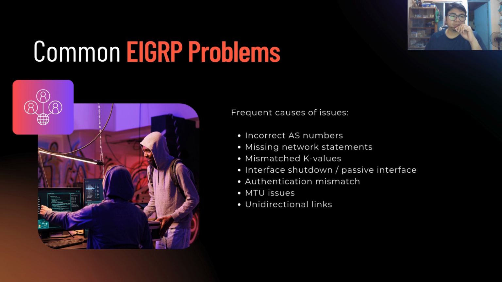Common EIGRP problems often relate to configuration mismatches. If two routers have different AS numbers or K values, they won't form a neighbor relationship. Another typical issue is forgetting to include the correct network statements, causing the router not to advertise the intended interface. Authentication mismatches also prevent adjacency. MTU mismatch or unidirectional links can cause neighbors to appear unstable. Knowing these common issues dramatically speeds up troubleshooting.